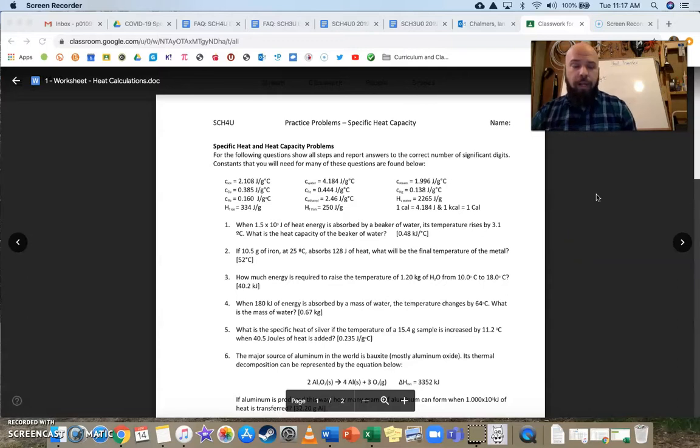So looking at the second problem now, it says if 10.5 grams of iron at 25 degrees Celsius absorbs 128 joules of heat, what will the final temperature of the material be? So a couple things to note: the 25 degrees is not your change in temperature, that's the initial temperature. And the specific heat capacity of iron can be found up at the top with all of these constants. Right here it's 0.444 joules per gram degree Celsius.